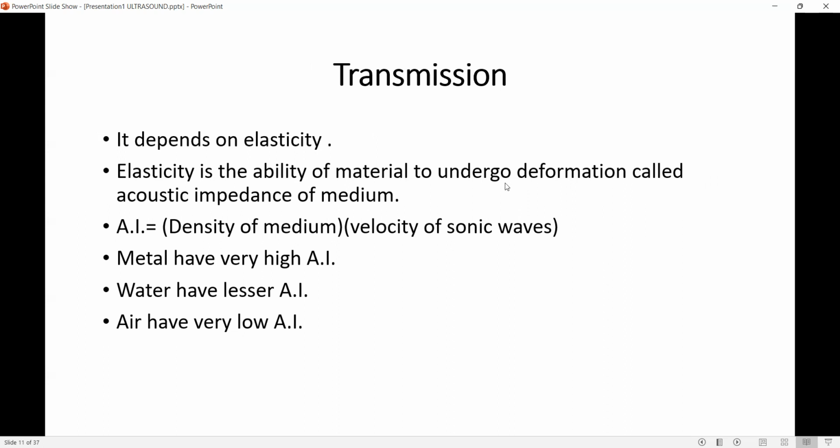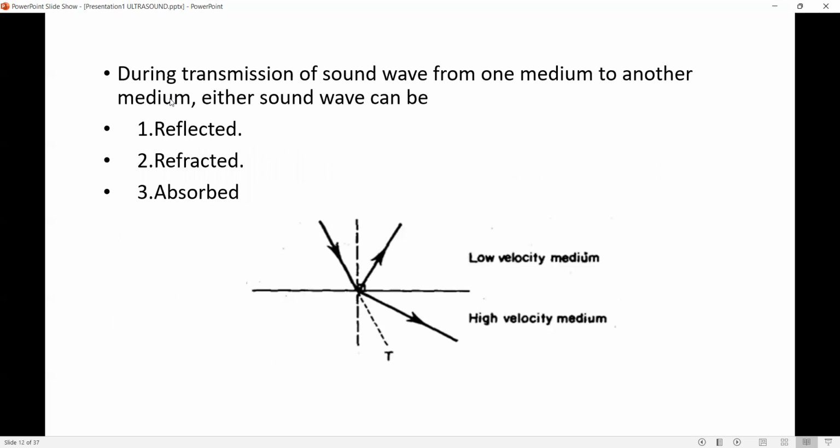to undergo deformation, called the acoustic impedance of the medium, the density of the medium, and the velocity of the medium. Metal is very high, water is lesser, air is very low. During transmission of a sound wave from one medium to another, the sound wave can be reflected, refracted and absorbed.